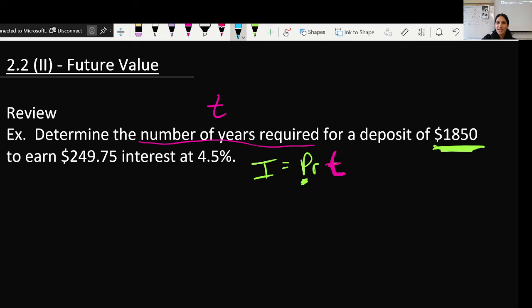And then when it says to earn $249.75 interest, where does that value go? That would be our I. Everybody good with where we're getting this from? And then interest at 4.5%. I don't want to write it as 4.5%. What do I need to do to be able to plug it into the formula?